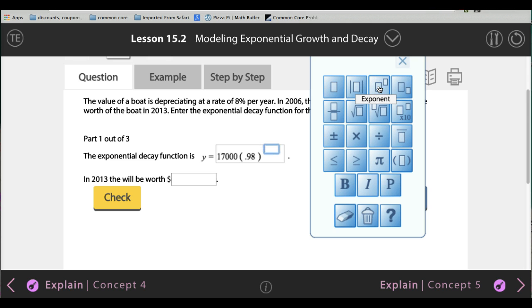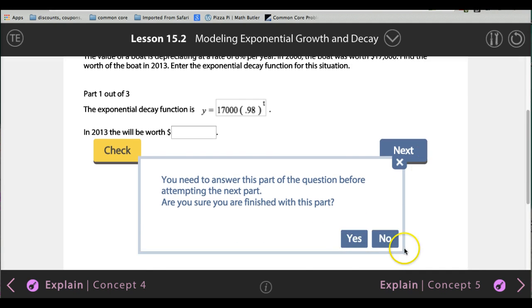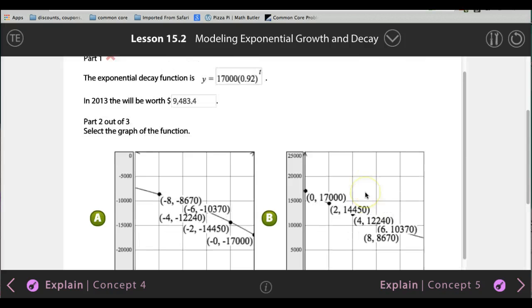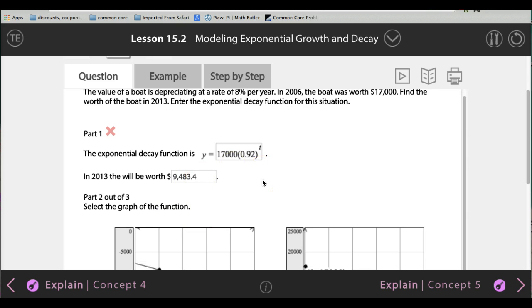And then you have to raise it to the power of 7. No, I think we're supposed to put t, right? Okay, next. Yes. Oh no, what happened here? This is correct. Oh, it's because I didn't put it in the answer. I just wanted to check my answer for this side. Okay, so anyhow, this is correct. Once you put this in the calculator, you'll be able to get the correct answer. Okay? Don't forget to plug in the 7.